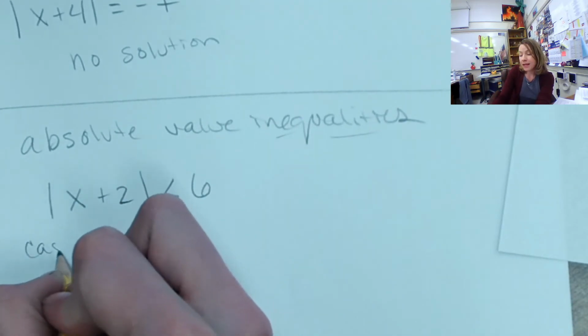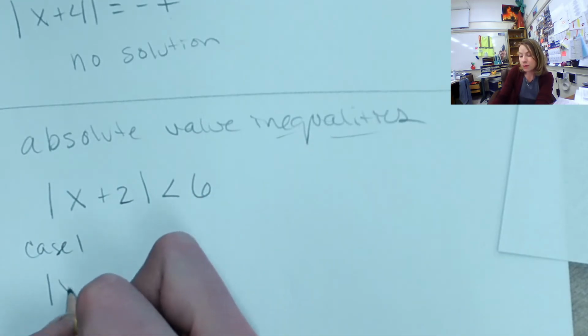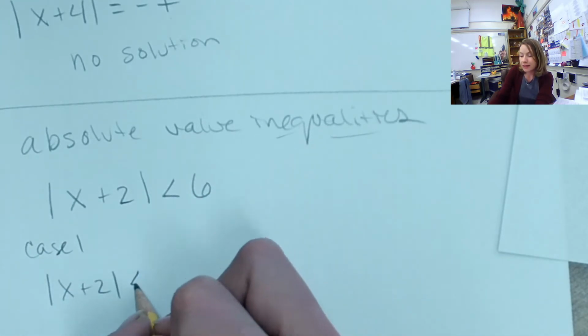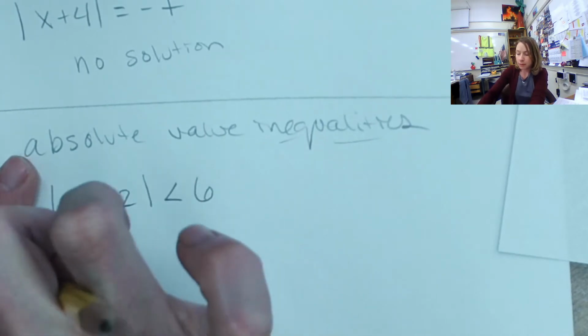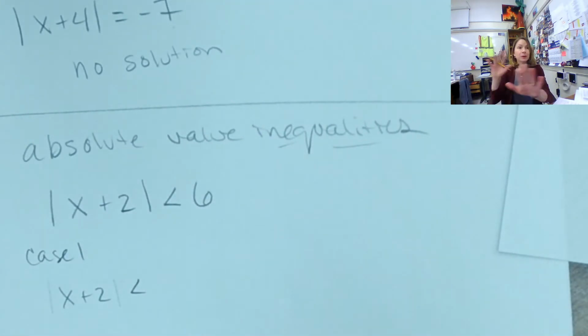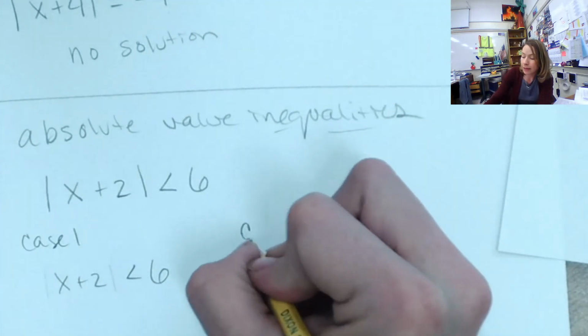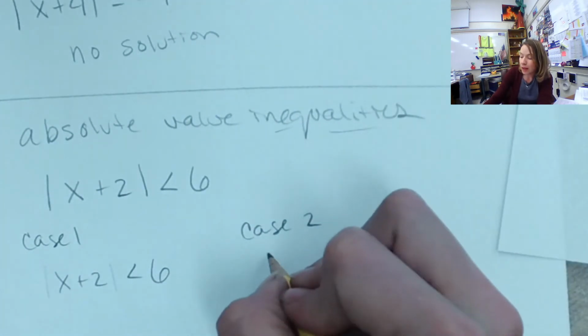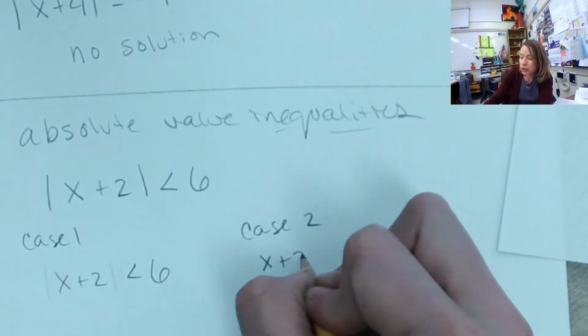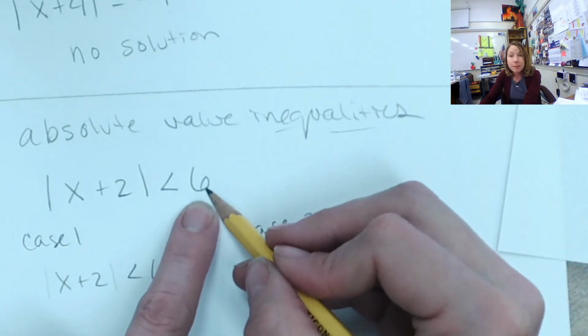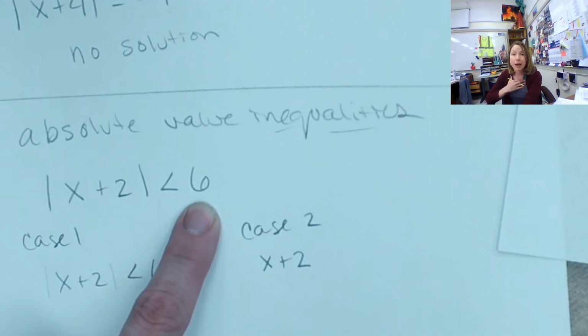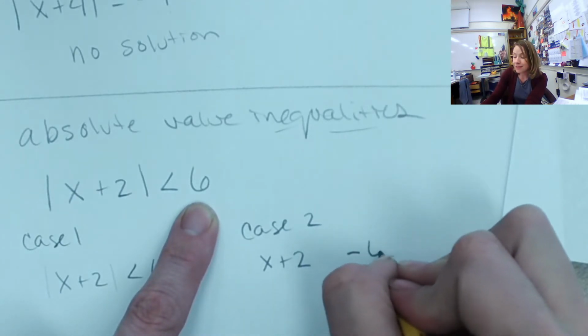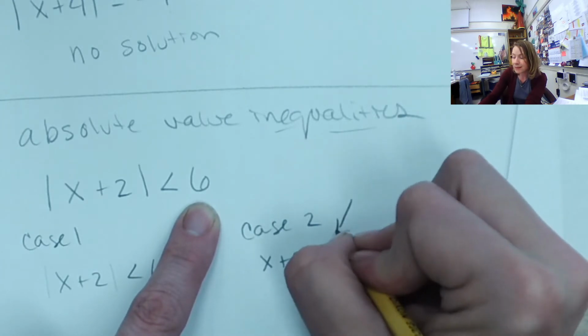If I've got my case 1, the absolute value of x plus 2 is less, or sorry, my case 1 is I drop my absolute values. There's no more absolute value. So x plus 2 is less than 6. And then for my case 2, I've got that my x plus 2, remember, I'm going to do something with a negative number. I am right now doing something with a negative number. I'm going to make this a negative 6, so I have to flip my sign.